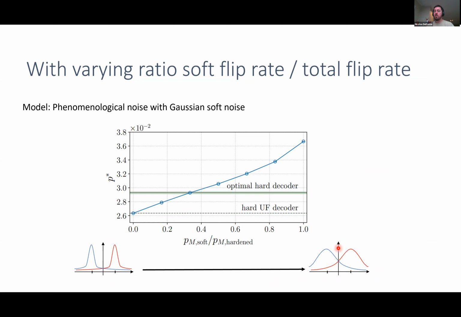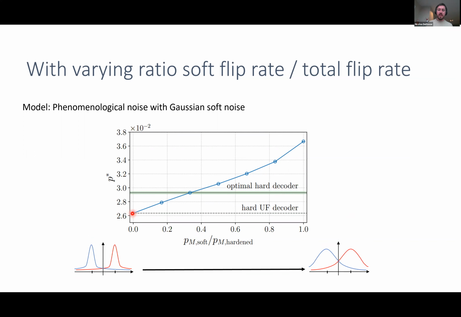Or another regime where there is no hard flip. The qubit was perfect until the exact point where it is measured, and then there is some soft noise that is due to the measurement apparatus, due to the integration of the signal. So it corresponds to a very narrow Gaussian, which is actually just a discrete distribution with a single non-trivial value, or a large variance.